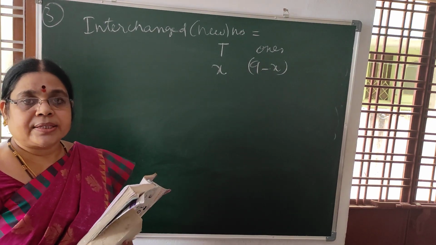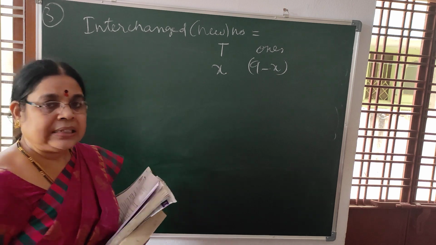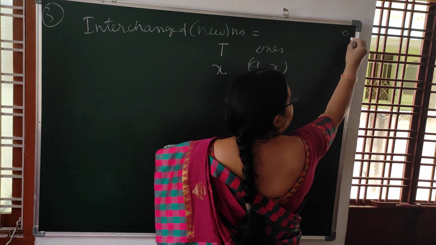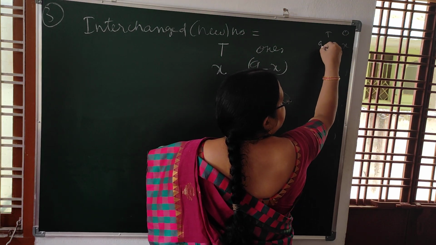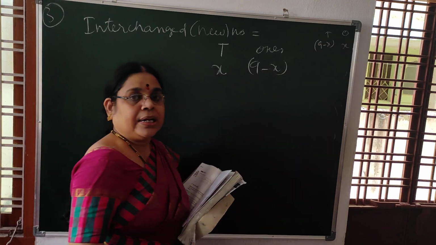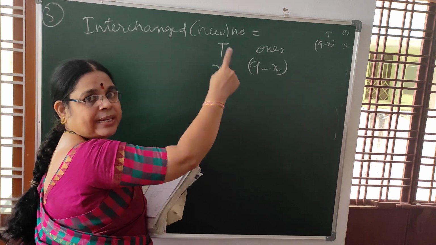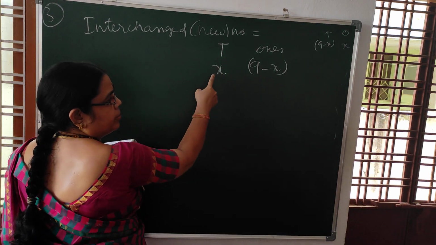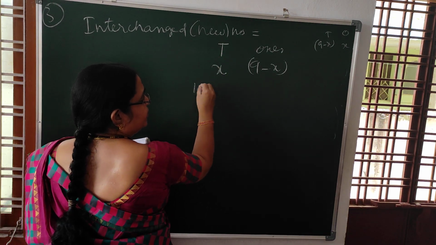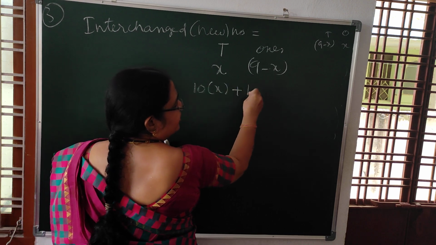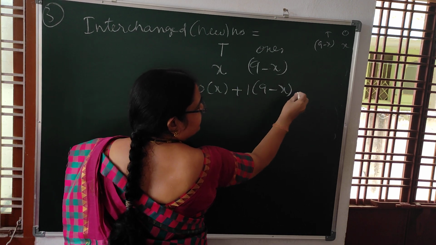Try to understand this. We are interchanging the digits. Previously we have taken ones place as x, tens place as 9 minus x. Now you are interchanging. That means ones place becomes tens, tens place becomes ones. So how to get the number? This is in tens place. Multiply with the 10 plus 1 into 9 minus x.